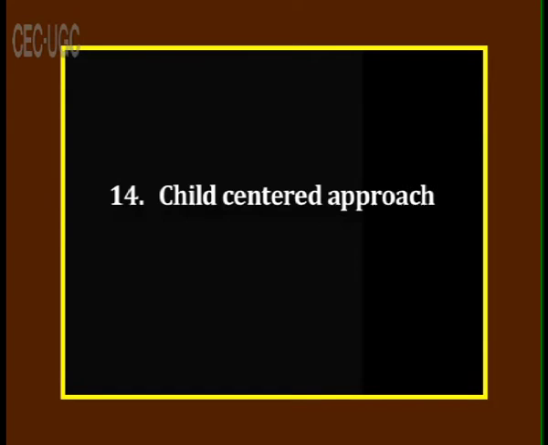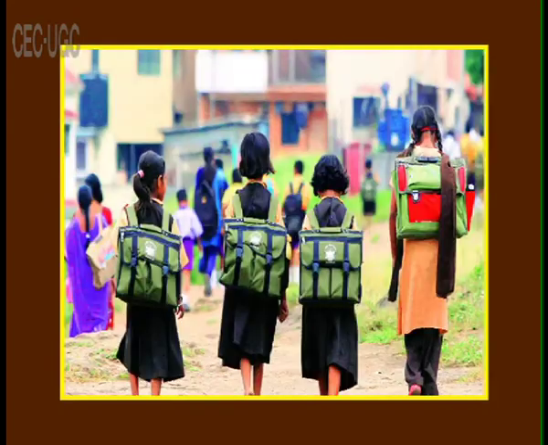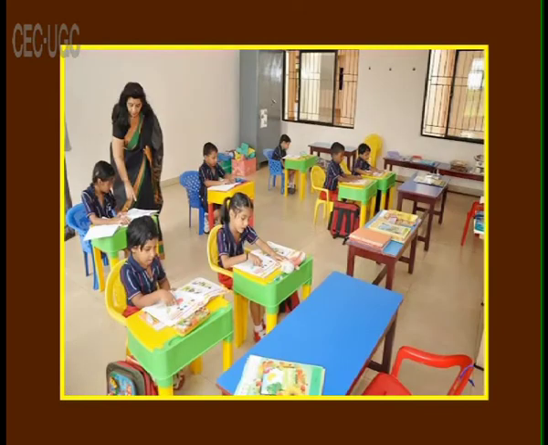Now, child-centered approach. A warm, welcoming and encouraging approach is the best motivation for the child to attend school and learn. A child-centered and activity-based process of learning should be adopted at the primary stage. First-generation learners should be allowed to set their own pace and will be given supplementary remedial instruction.